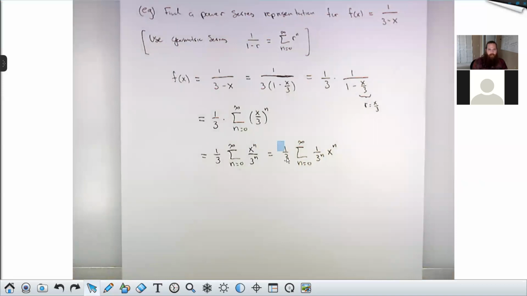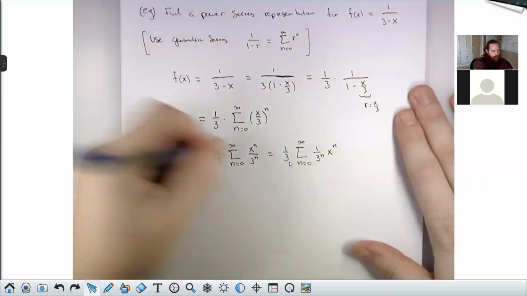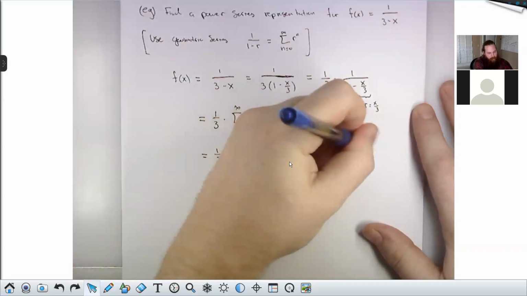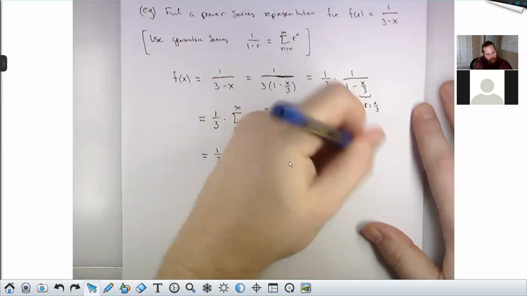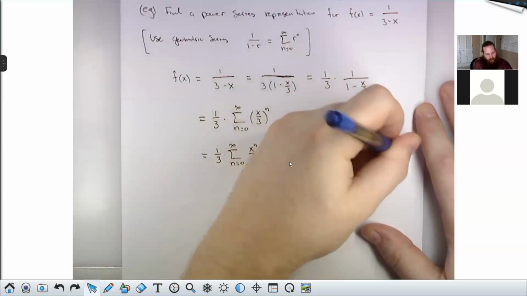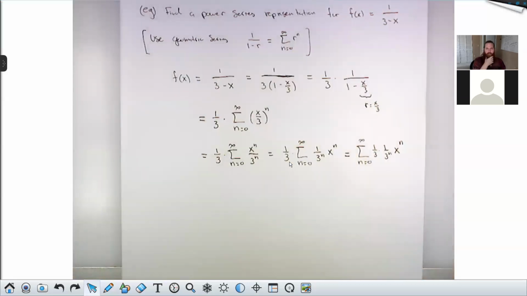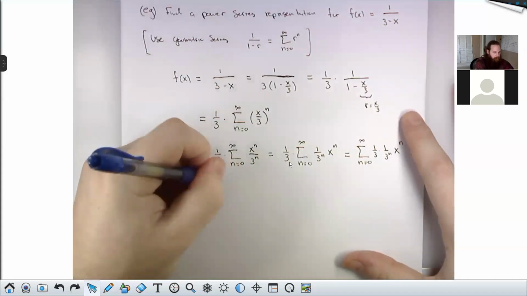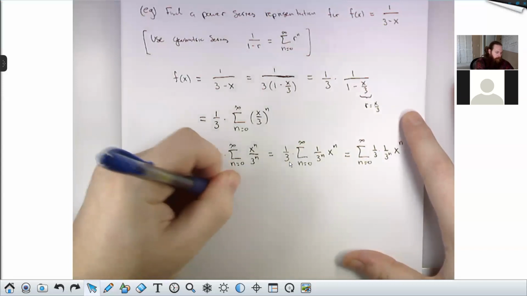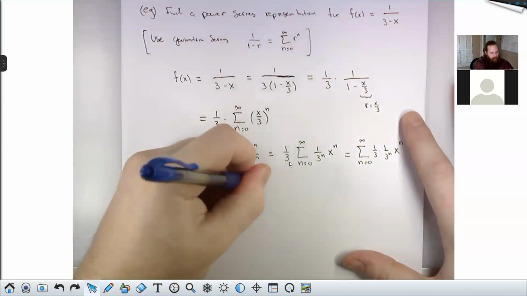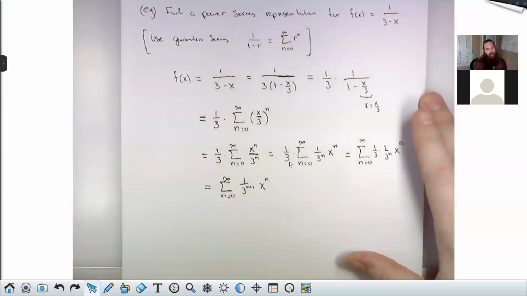My last step would be to bring this 1/3 in. So right now the 1/3 is out front multiplying the whole series. I can bring it inside because it is a constant. So the 1/3 out front can come inside like that. And then my very last step would be to combine the 1/3 and the 1 over 3 to the n as 1 over 3 to the n plus 1. So this is my answer.